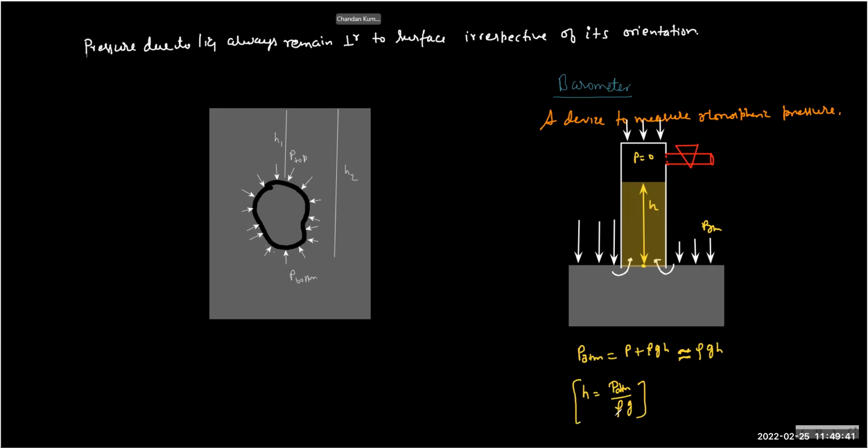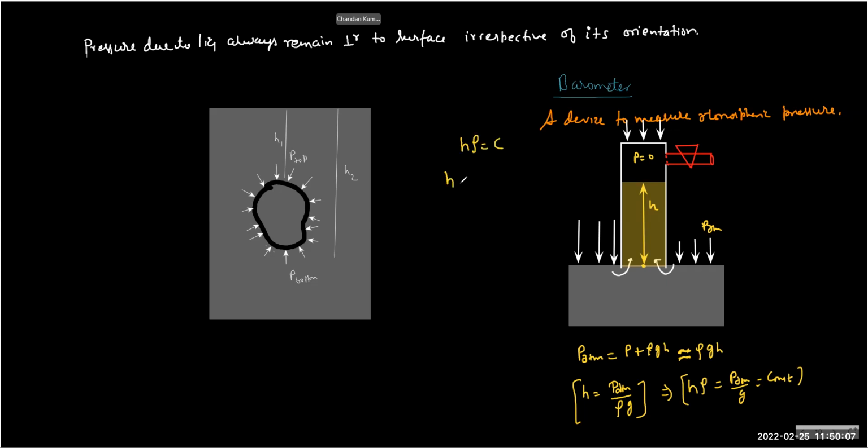So how much the liquid will rise depends on its density. If it is a really denser object, it will rise less, and if it is lighter liquid, it will rise more. So no matter what is the height and what is the density, the product is going to be constant, because the PATM is fixed and G is fixed. This is a constant quantity, and therefore the H into rho is a constant.